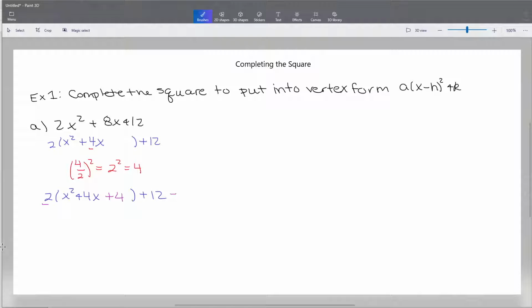Now this is also a little bit different than when there's no leading coefficient. Now I'm going to multiply these two together to tell me what to add out here. Okay, so 2 times 4 is 8. So I'm going to balance that plus 8 with my minus 8.